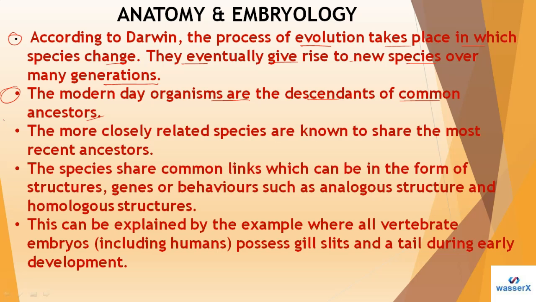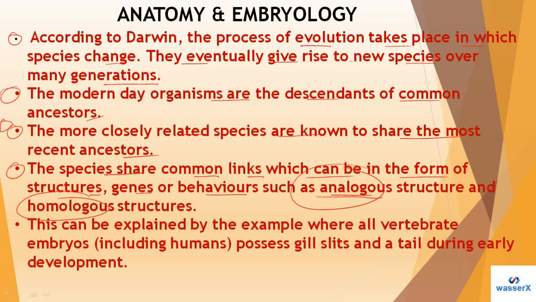The more closely related species are known to share the most recent ancestor, of course, right? So the species share common links, which can be in the form of structure, genes, or behaviors, such as analogous and homologous. Analogous means having the same kind of function. When we say homologous, it means the look and the features are the same, that we call homologous.